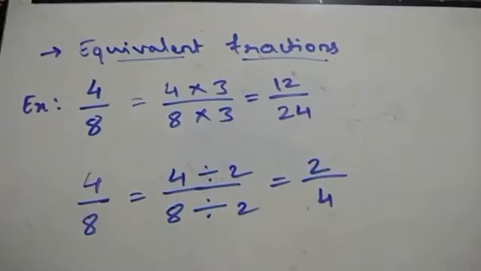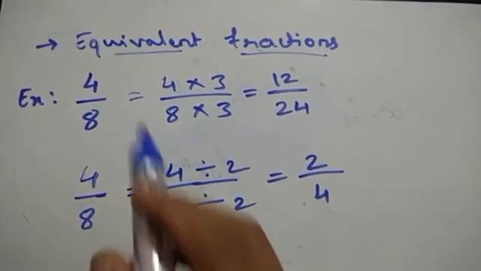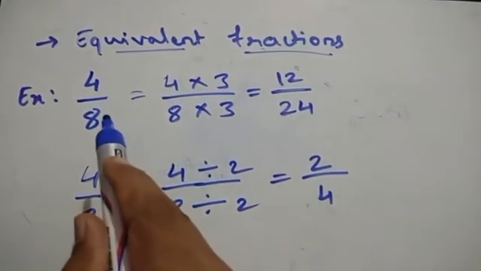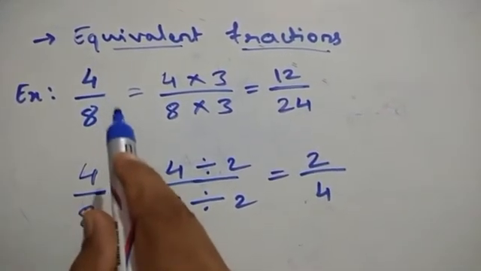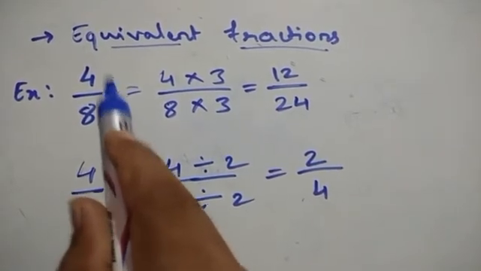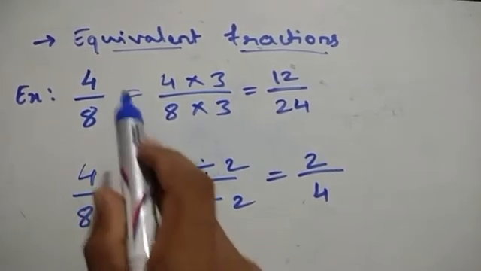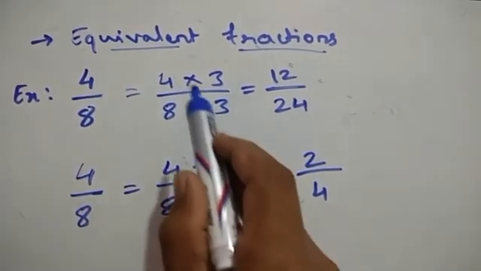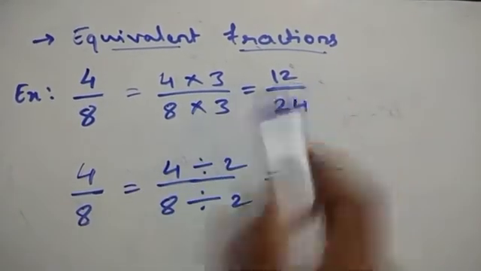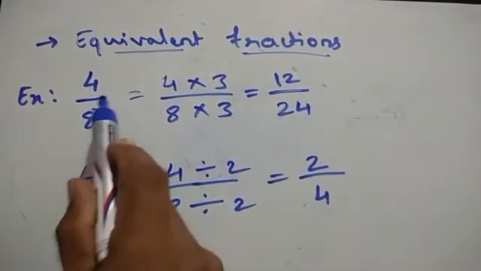Now we'll see how to find equivalent fractions. There are two ways. First, we have one example, 4 upon 8. How do we find its equivalent fraction? Students, remember, whenever we are finding equivalent fractions of any fraction, multiply both numerator and denominator of that fraction by the same number. For example, 4 upon 8 I wrote here, and I am going to multiply both numerator and denominator by 3. 4 3s are 12 and 8 3s are 24. So here 12 upon 24 is the equivalent fraction of 4 upon 8.